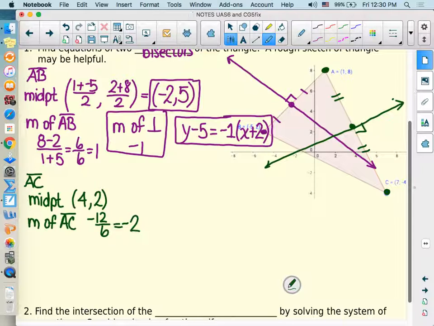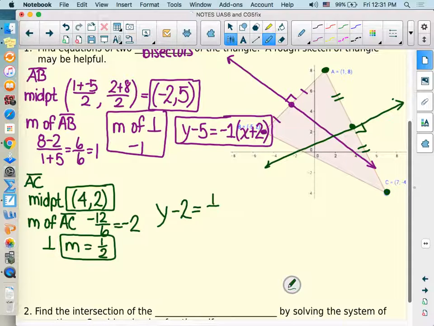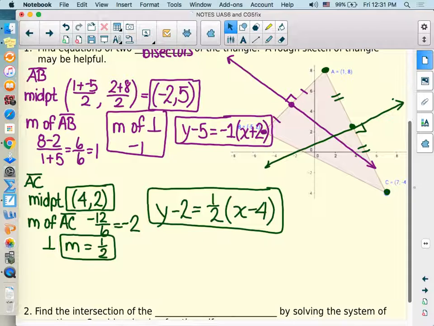So therefore, the two things that I'm going to use to write the equation for the perpendicular bisector will be 4, 2. And then a perpendicular would have a slope of positive 1/2 to that side. So the equation that could be used to describe the perpendicular bisector of that side would be y minus 2 equals 1/2 (x minus 4). And that would take you through at least having a way to describe the two perpendicular bisectors.